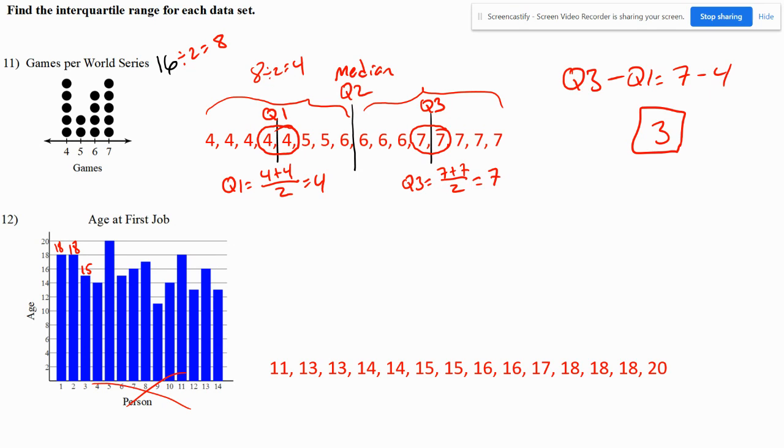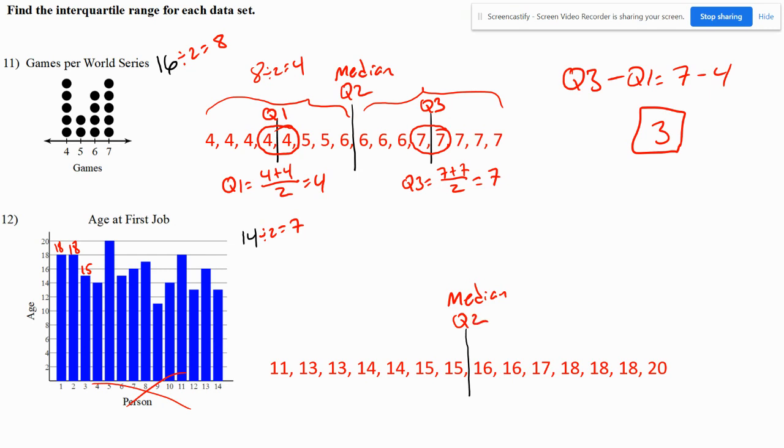So I put my numbers from small to large. Let me count how many numbers I have. I happen to have 14 of them. 14 is an even number. 14 divided by 2 is 7. So now let me break these 2. Let me draw a line such that I have 7 numbers on each side. So I drew a line and I have 7 numbers on each side. This is what we call median or quarter 2.